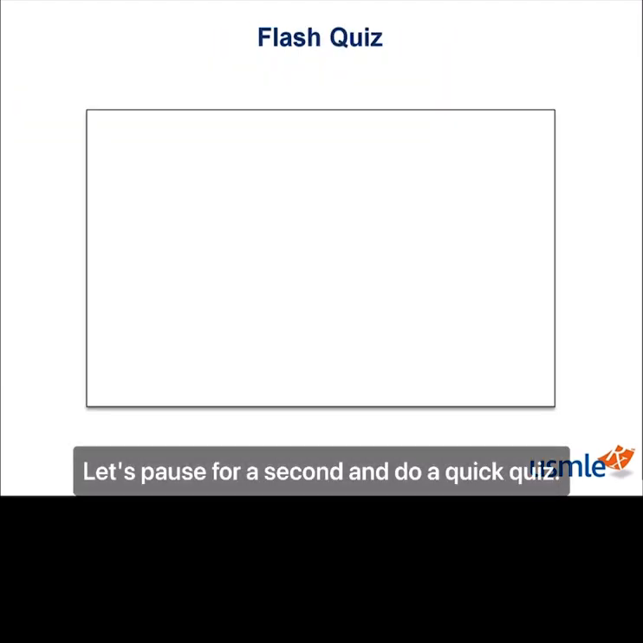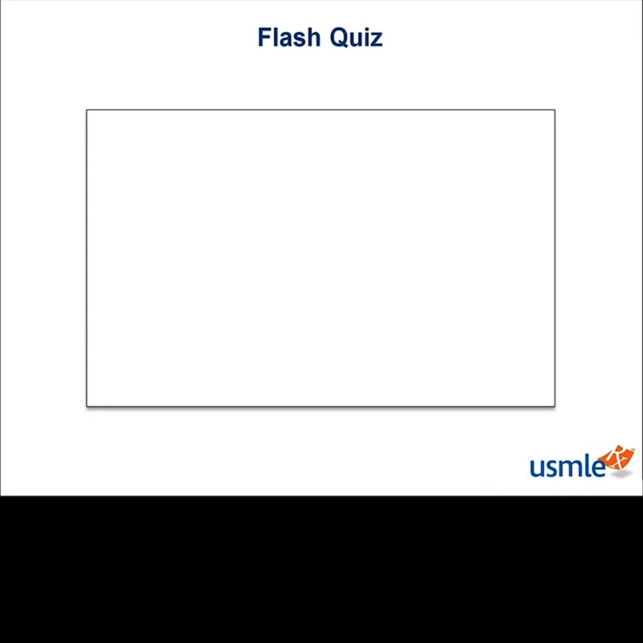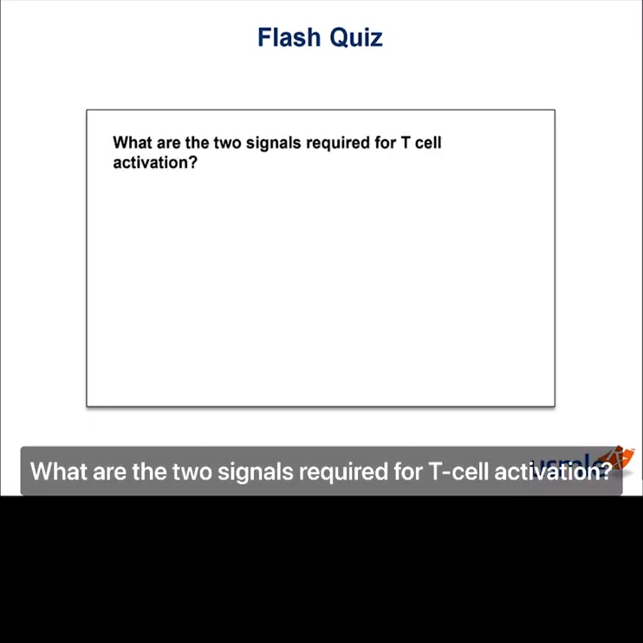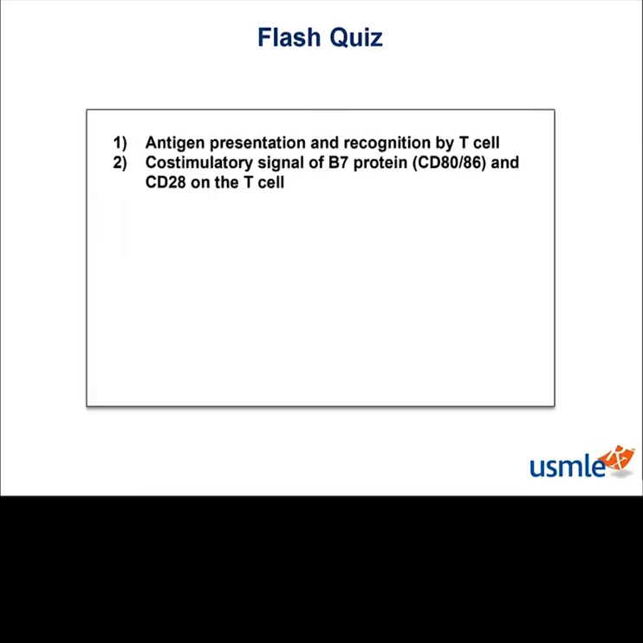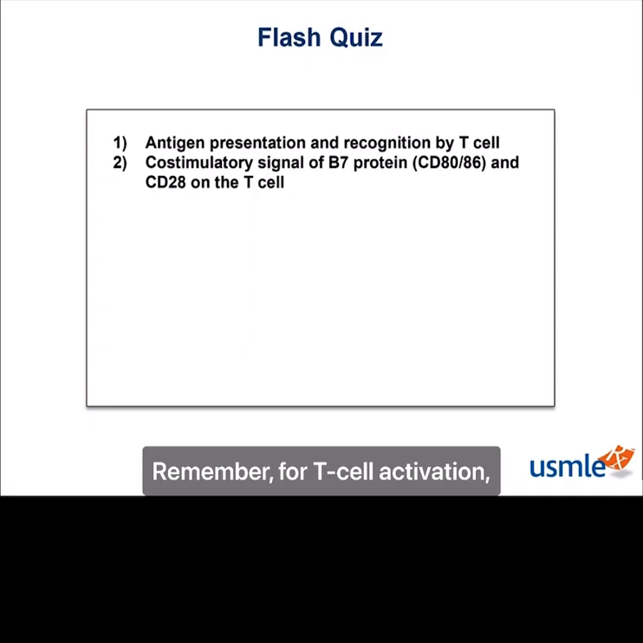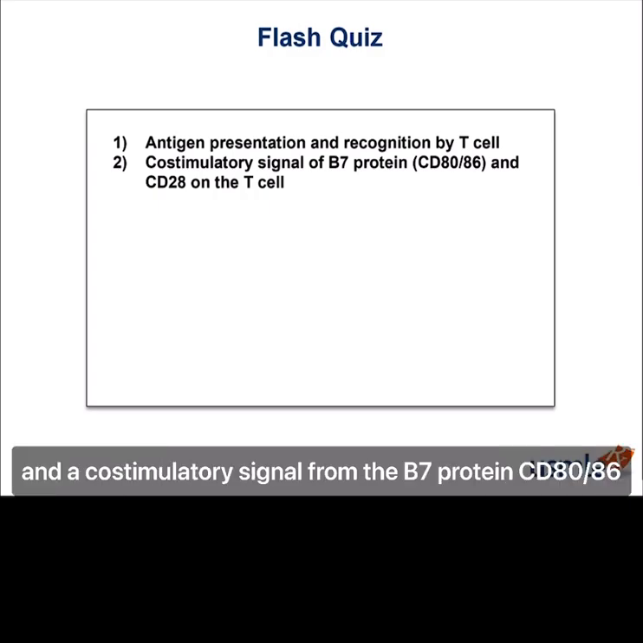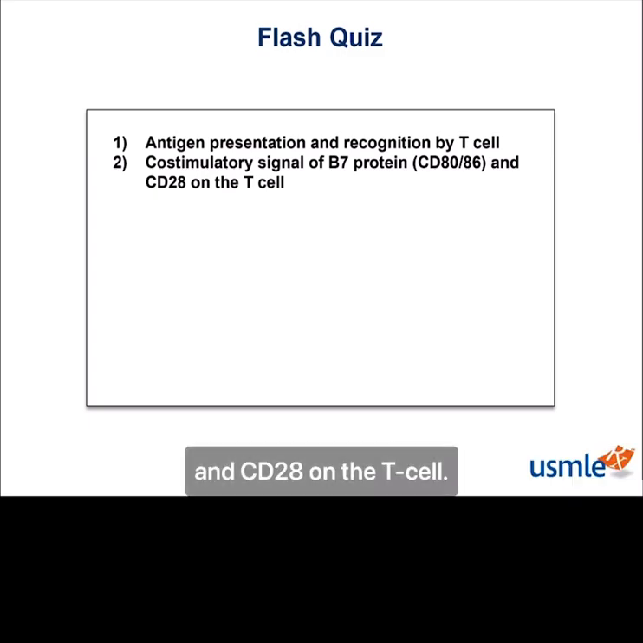Well, that was a lot. Let's pause for a second and do a quick quiz. What are the two signals required for T cell activation? Remember, for T cell activation, we need antigen presentation by the APC and recognition by the T cell, and a co-stimulatory signal from the B7 protein, CD80/86, and CD28 on the T cell.